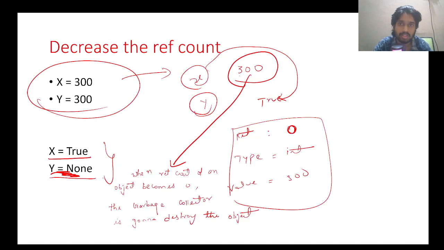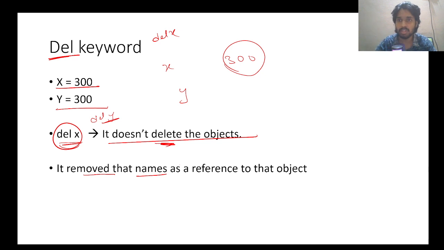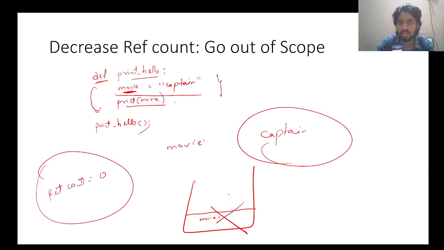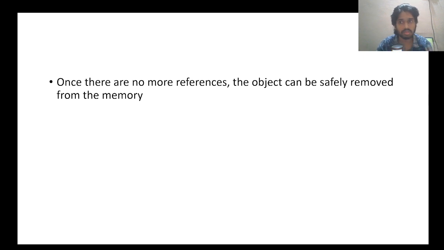So these are the three ways to decrease the reference count. We can change the value, then we can use the del keyword, and we can declare a variable inside a scope, where the reference count will be decremented once we come out of the function. As I already told you, once there are no more references, the object can be safely removed from memory. So when the reference count becomes 0, the object will be safely removed from the memory.